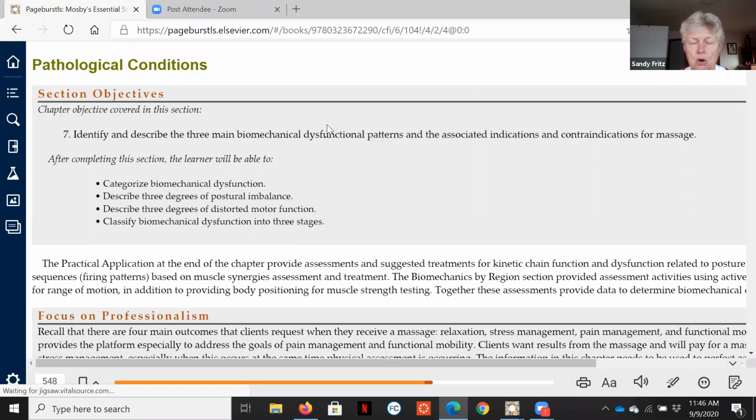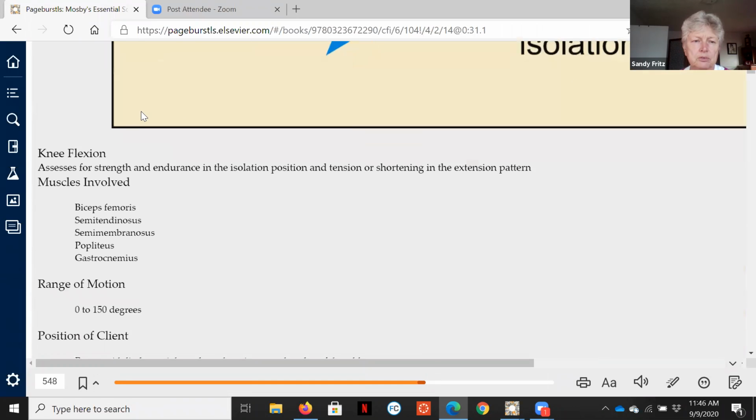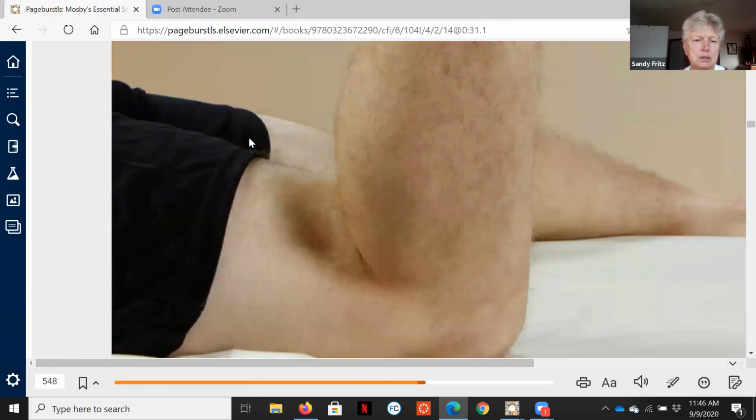Okay, so this pathological condition segment is set up just a tad different. Oops, we've still got a few of these to get out of here. Get down.